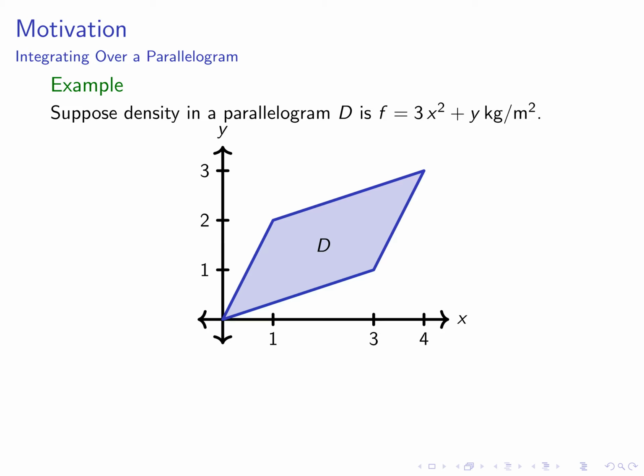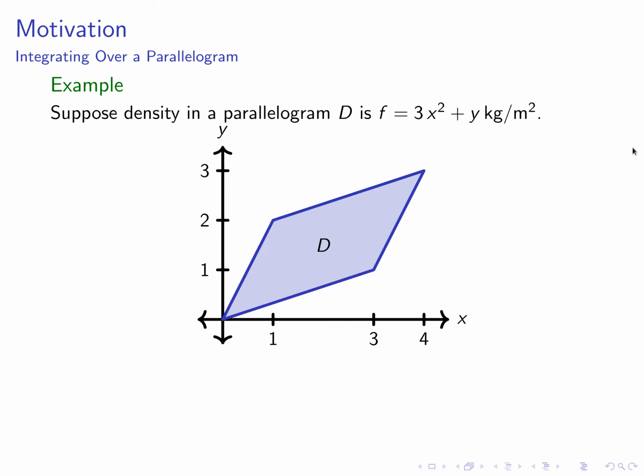So let's start with an example of a double integral. Here we're studying a region in 2 dimensions, and the region is a parallelogram spanned by the vectors (3, 1) and (1, 2). Let's say that we know the density in this parallelogram is measured by the scalar field f = 3x² + y, and the units here are kilograms per square meter.